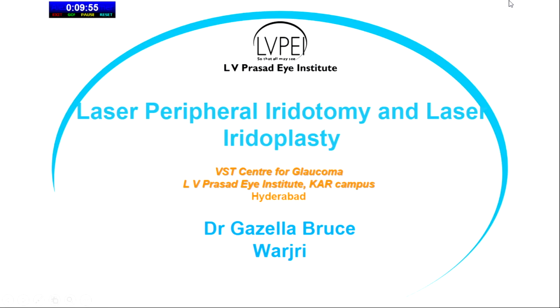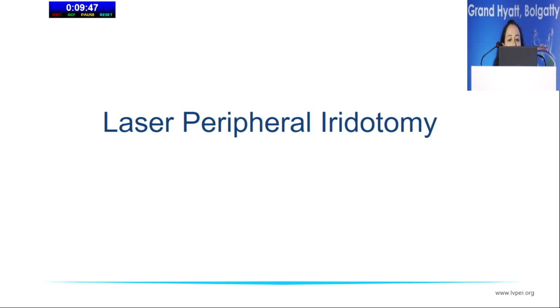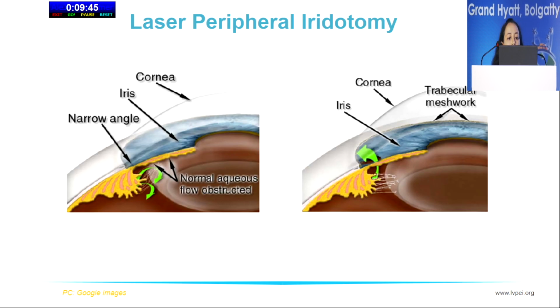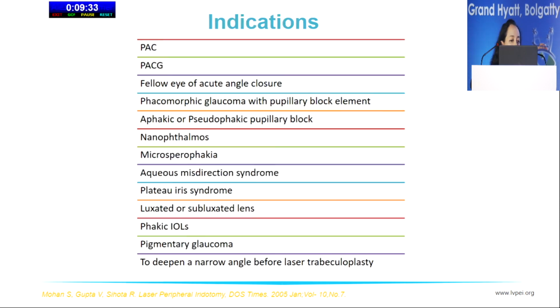I'd like to talk about laser peripheral iridotomy and laser iridoplasty because, as we all know, there are a lot of cases of angle closure in our country. So, as we all know, in laser peripheral iridotomy, we make an opening to prevent the relative pupillary block. Many lasers have been described for this, but what we commonly use is the Nd:YAG.